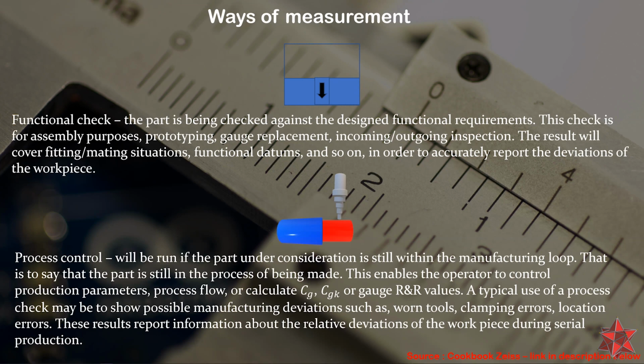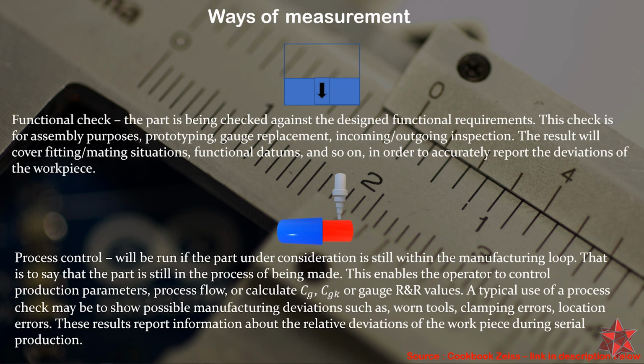That is to say that the part is still in the process of being made. This enables the operator to control production parameters, process flow, or calculate Cg, Cgk or gauge R&R values. A typical use of a process check may be to show possible manufacturing deviations such as worn tools, clamping errors, location errors. These results report information about the relative deviation of the workpiece during serial production.